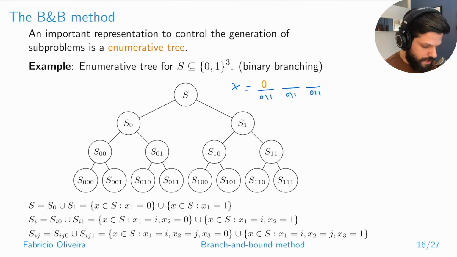And just so we see that S0 and S1, they are a decomposition of S because their union returns S again. And this is how we're defining one being X in S, such that the first component is 0 and the other is where the first component is 1. And then you keep going, when you get here, you're assuming that the first component is 0 and the second component is 0. And here you're getting the first component is 0 and the second component is 1, and so on. So that's the structure of an enumerative tree, or simply a search tree.